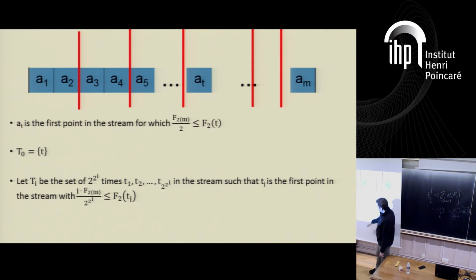We're going to break it up. So t_i is going to be a set of times in the stream, t_1, t_2, up to t_{2^i}, such that t_j is the first point in the stream for which the F2 value at time t_j is at least the F2 value at the end of the stream times j over 2^i. So we're j of the way there out of 2^i breakpoints in the stream.